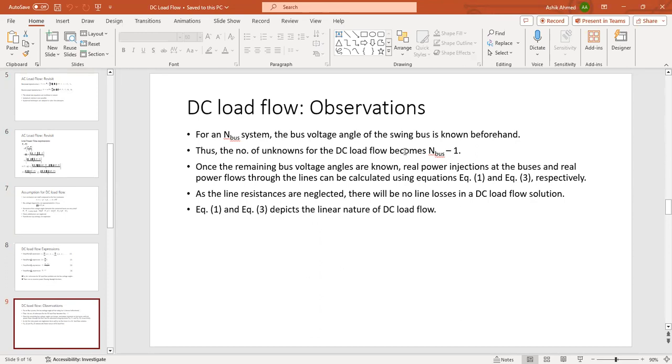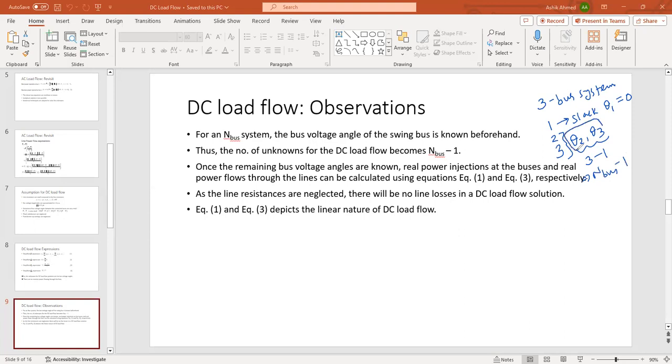And these N bus minus 1 are simply the theta variables. So let's say, just for an example, if we have a 3-bus system, bus 1, bus 2, and bus 3, and this bus is the slack bus or the reference bus. So the theta for this bus, theta 1, is set to 0, and that will remain constant. So the only unknowns are theta 2 and theta 3. So the number of unknowns is simply 3 minus 1, which is in general N bus minus 1.